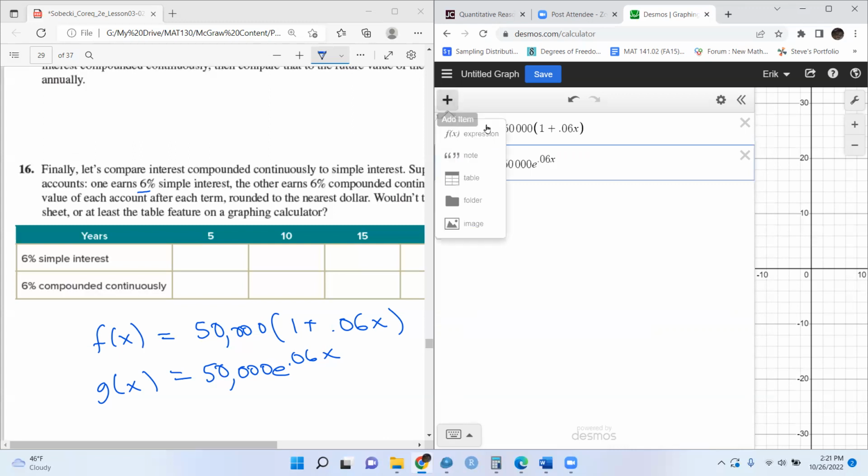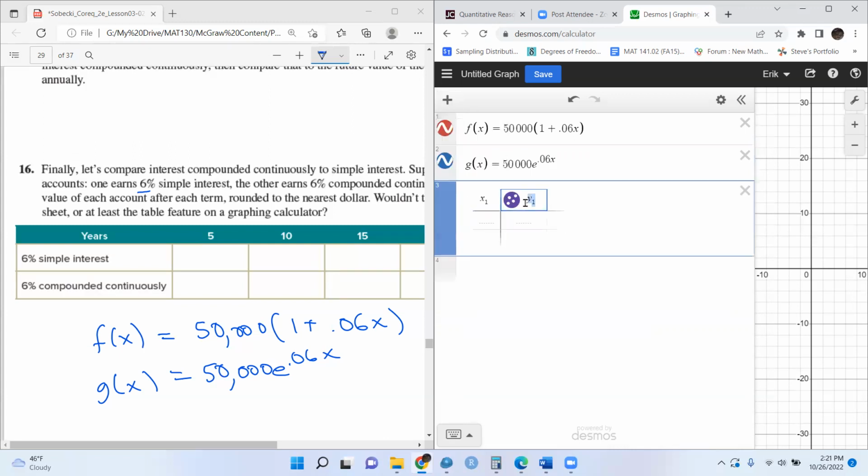There's that one, and then we want our table. Let's see, I'll do f of x1 and g of x. Oops, don't capitalize, g of x1. And then we want to calculate the difference between these two, just to really compare what's going on. g of x1 minus f of x1.